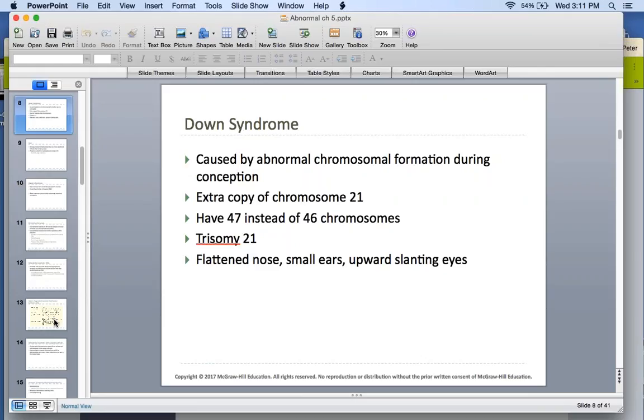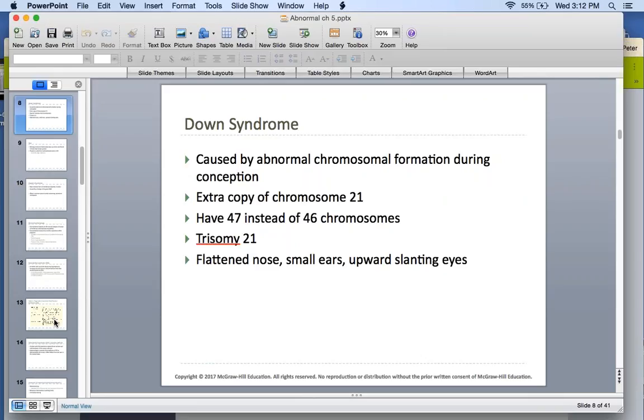So what's actually happening here is that this person has an extra copy of chromosome 21. So they have 47 instead of 46 chromosomes. They have an extra chromosome. Sometimes this is also referred to as trisomy 21. So if you've ever heard people use that term, trisomy 21 is one kind of Down syndrome, or one variation of Down syndrome. But the idea is this: it has typically an extra chromosome 21.